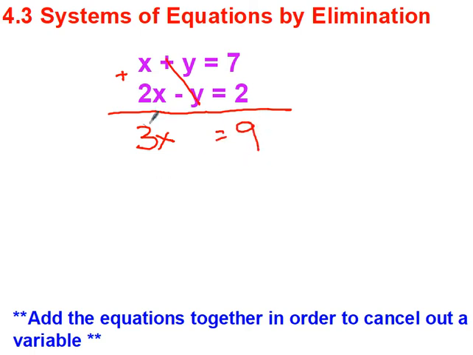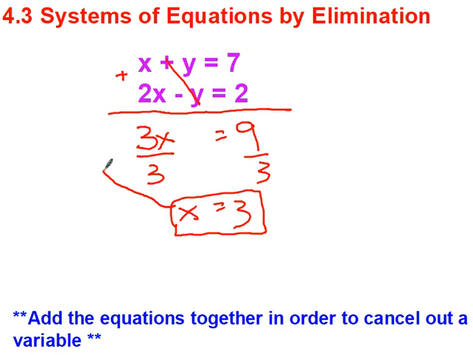I have a simple one-step equation that I can solve by dividing by 3, and now I can figure out what my x is. And x equals 3. Now, just like with substitution, once you figure out what your x is, you need to plug it back into either one of these equations. It doesn't matter which one, but you need to plug in x so that you can figure out what your y is. Pick whichever equation you think is easiest.